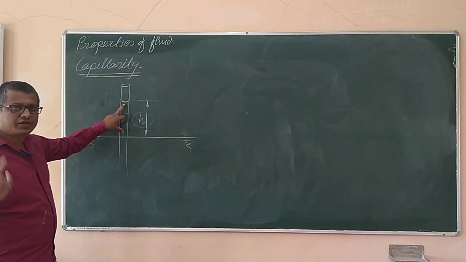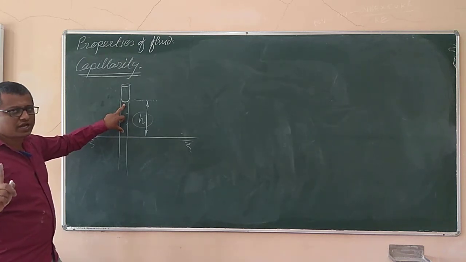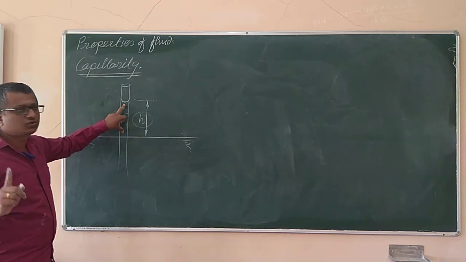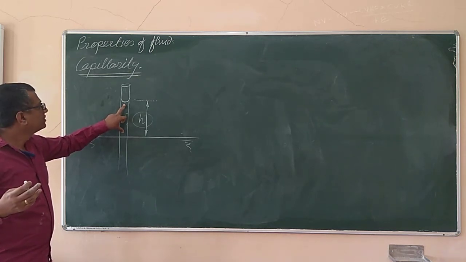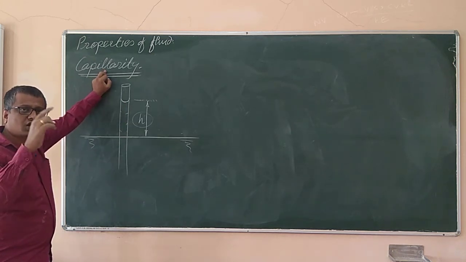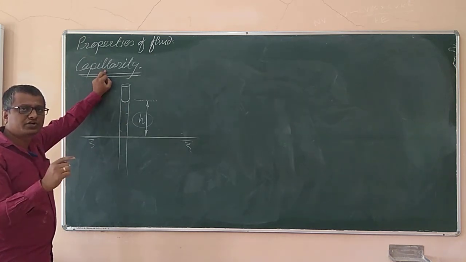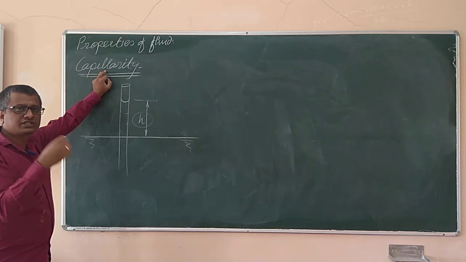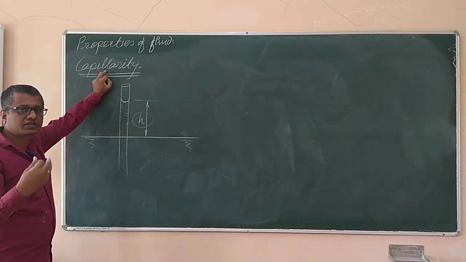I defined the capillary tube. A capillary tube is any small diameter tube whose inner diameter is less than 2 to 3 mm, less than 3 mm. Next, capillarity is the phenomenon of rise or fall of liquid level in the capillary tube when it is kept partially inside the liquid and partially out of it.